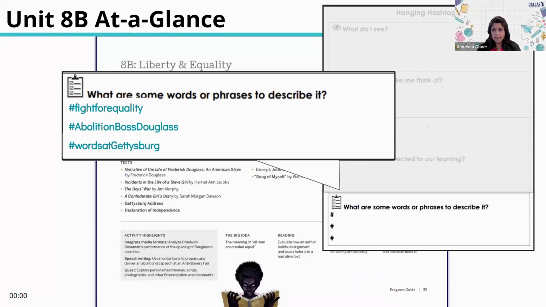Okay, so this hanging hashtag strategy is what we used to give an overview of the unit at a glance. Wait a minute. I think I found the unit's link. Yeah, I had to go to the trailer to get the link.